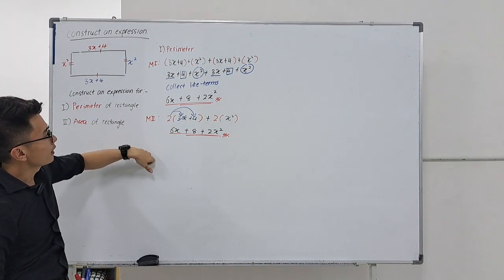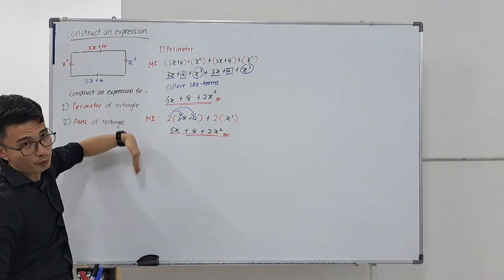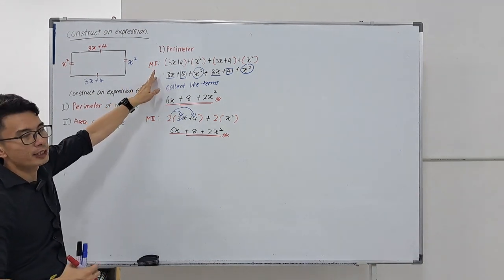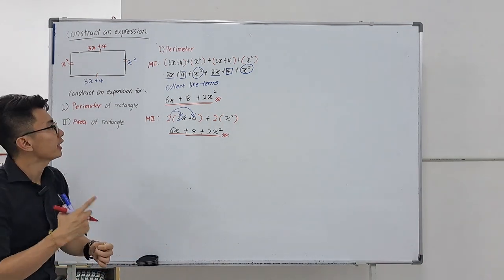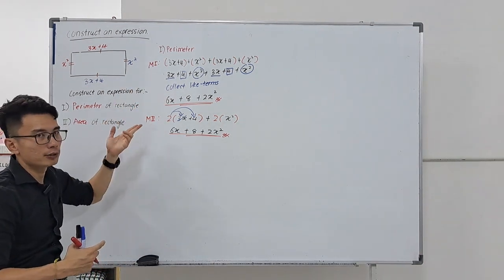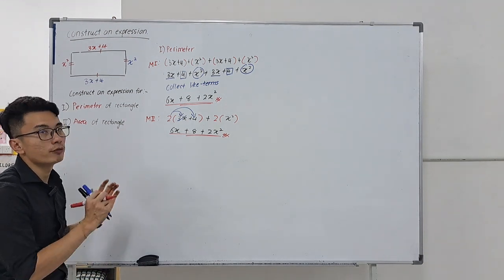So you can see this method is much faster, but you can choose which one you prefer. I will still prefer the first because it helps you to build up your understanding of what a perimeter is. But once you build up enough understanding, you can try this method because it is faster and more convenient.